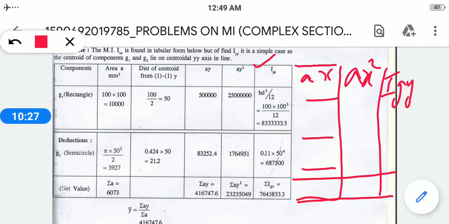If you are comfortable with the table method, do adopt the table method for all the problems. If you are comfortable with the normal substitution method, you can do the substitution method. Both will give the same answer. In this book, they had adopted the table only for I of gx, and for I of gy they had adopted the substitution method. But you can do it in the same table method also. I will explain it to you in the same procedure.